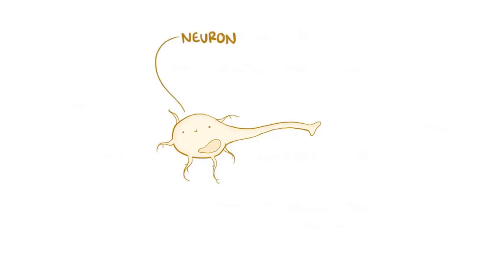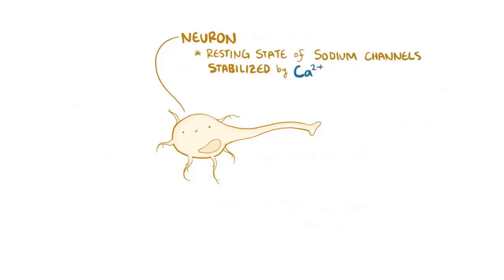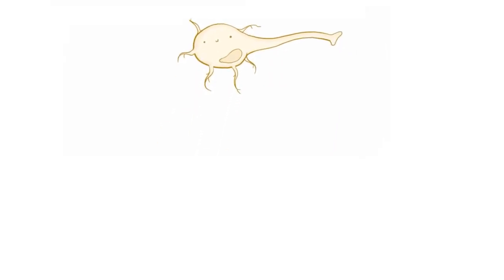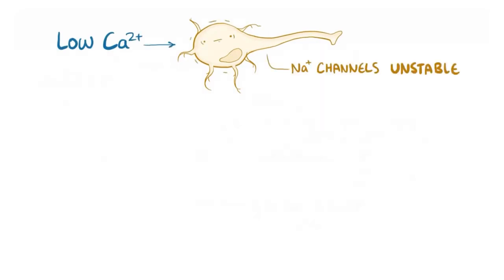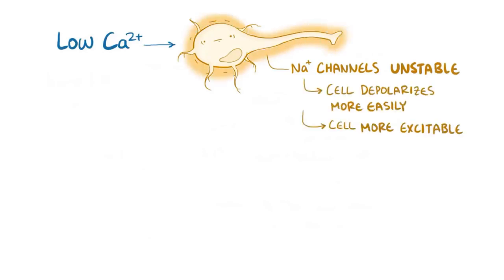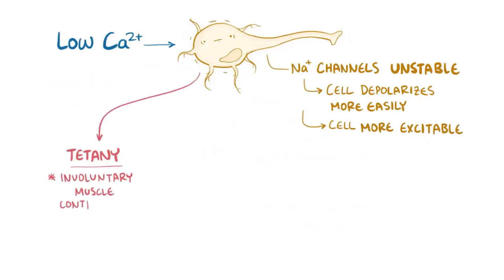Low levels of ionized calcium affect a variety of cellular processes, in particular electrically active neurons. Normally, the resting state of sodium channels is stabilized by calcium ions, which prevents them from spontaneously opening and potentially causing a depolarization. With low levels of extracellular calcium, voltage-gated sodium channels are less stable and are more likely to open up, which allows the cell to depolarize more easily and makes the neuron more excitable. This can trigger tetany, or the involuntary contraction of muscles, which is a classic symptom of hypocalcemia.